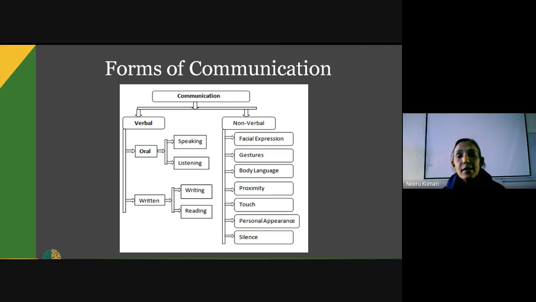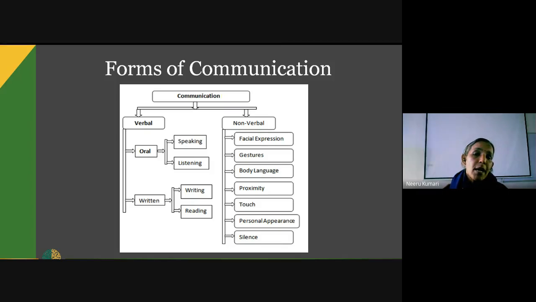And finally, silence. Many times silence is again a part and parcel of our communication. When you are silent, people do understand whether you are ignoring, confirming, or acknowledging. There are many things that you can convey and confirm whenever you are silent.